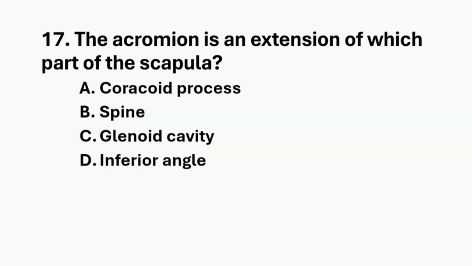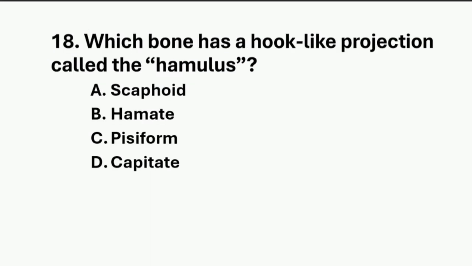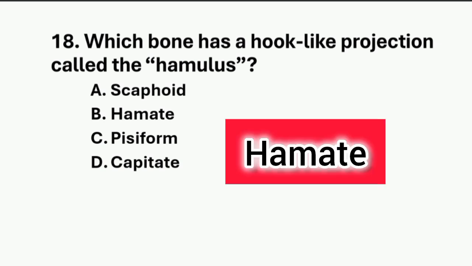The acromion is an extension of which part of the scapula? Correct answer is option number B, spine of the scapula. Which bone has a hook-like projection called the hamulus? Correct answer is option number B, hamate.